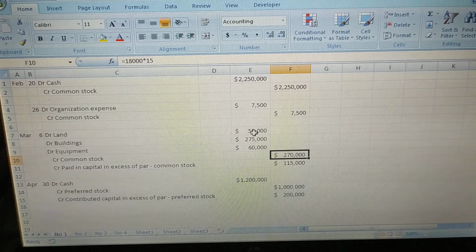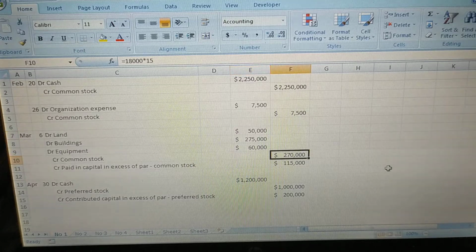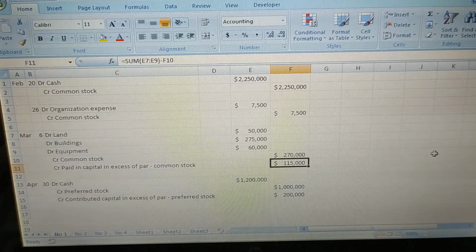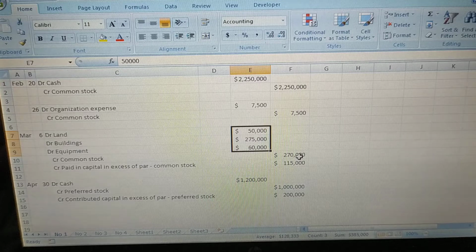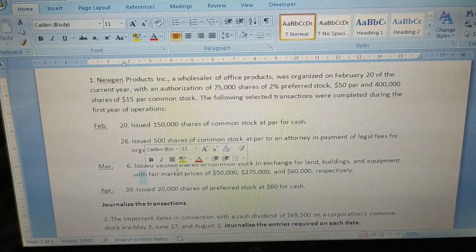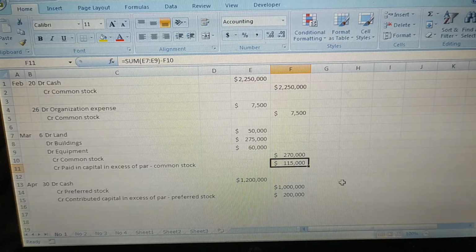So we issue 18,000 shares, we times $15 first for the common stock, so we get $270,000. So we just take the difference between these 3 amounts minus 270,000 so that we can get the paid-in capital in excess of par common stock, $115,000. So that's how we do it. We sum 3 of them first, and then we take how many shares times the par value. The excess is the paid-in capital in excess of par.